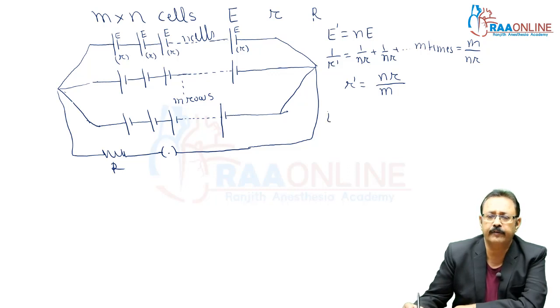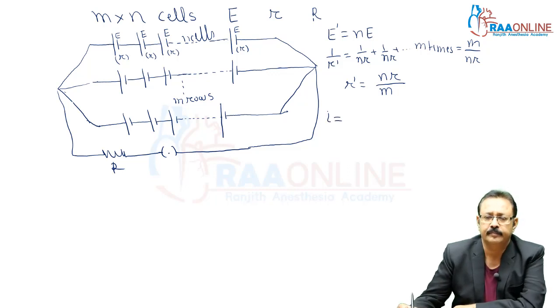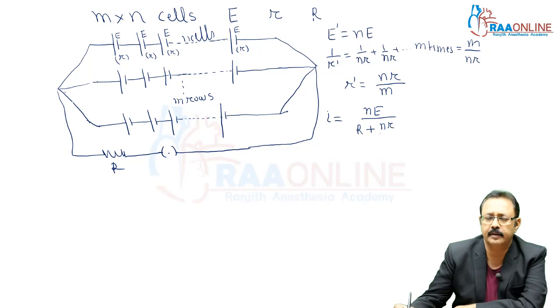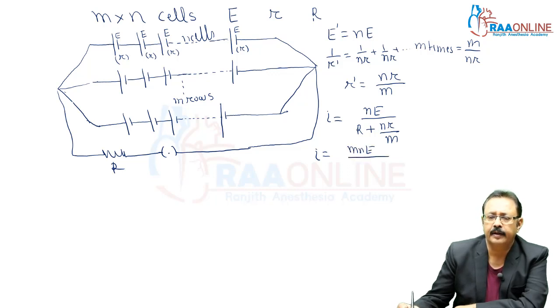So what current I will get? E upon external resistance plus internal resistance. So what I am getting? It is MNE divided by MR plus NR.